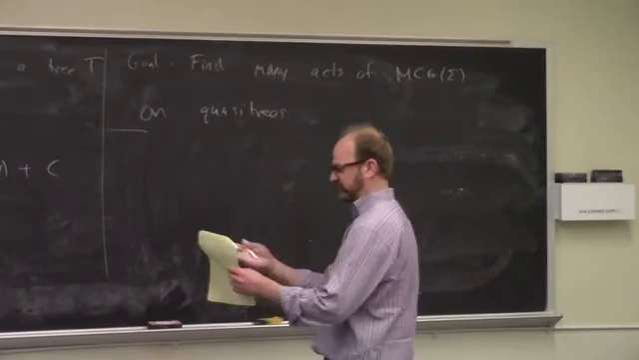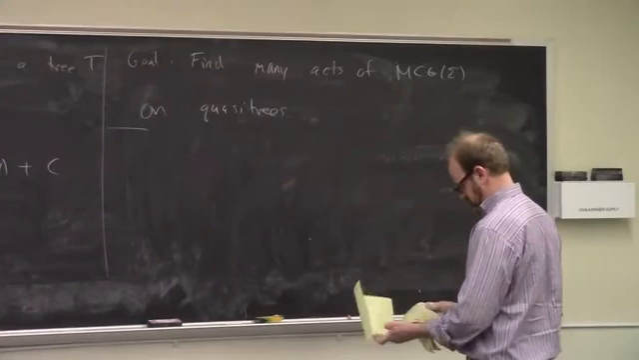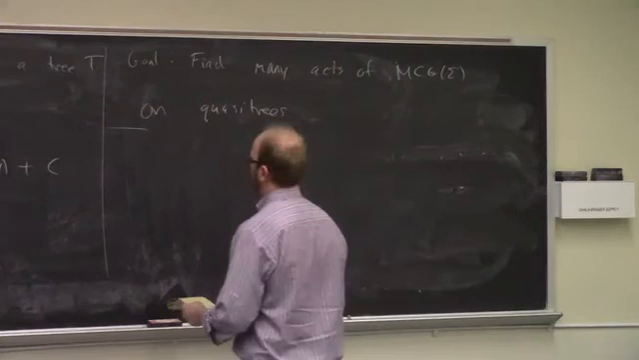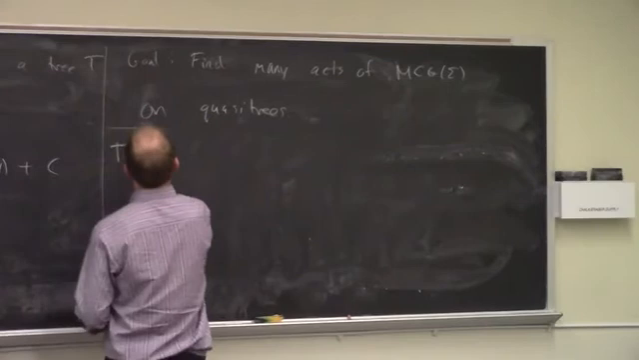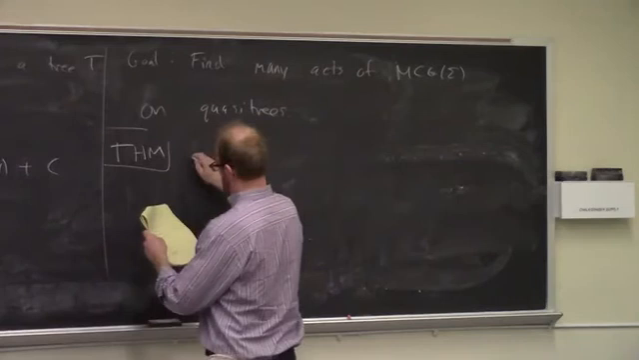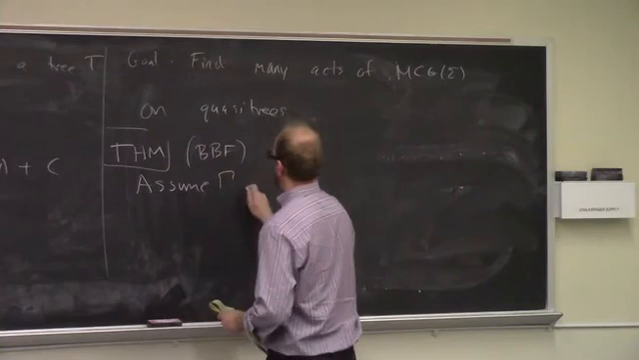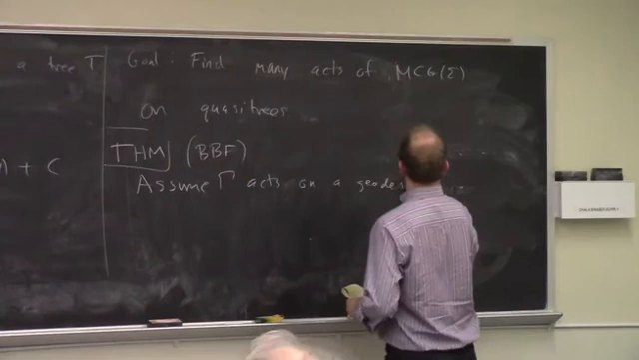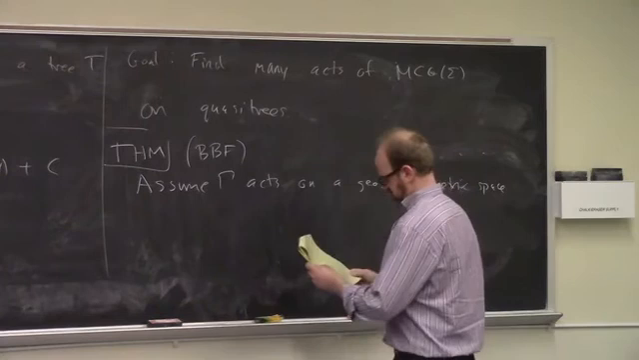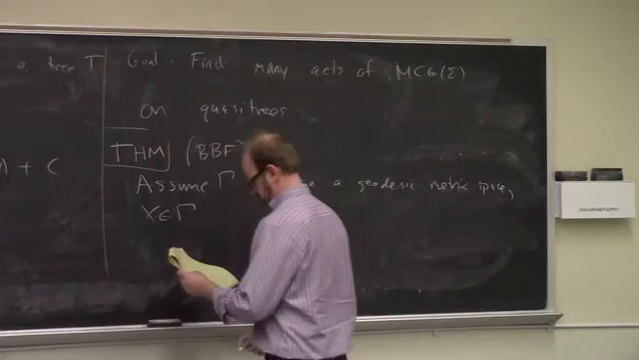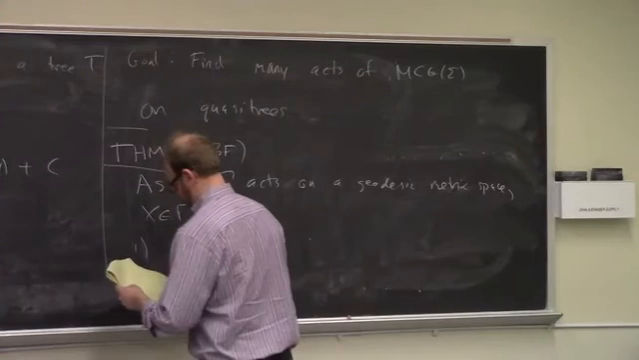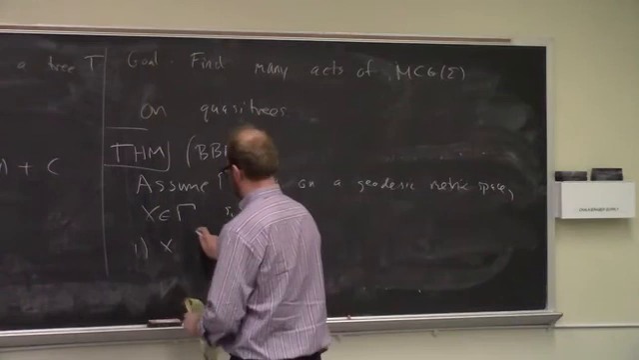So let me write down the theorem. Okay, so there's going to be some technical assumptions here. So let's say we have some group gamma that acts on a geodesic metric space. And we have some element x in the group with the following two properties. One, x has a strongly contracting axis.